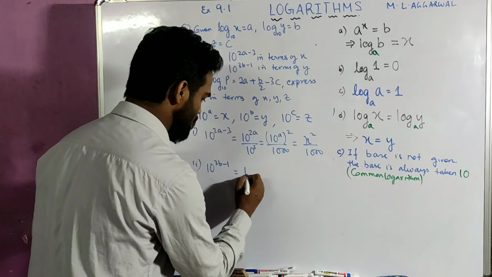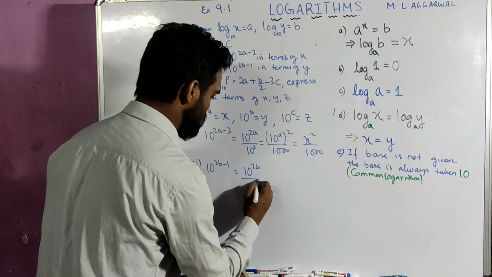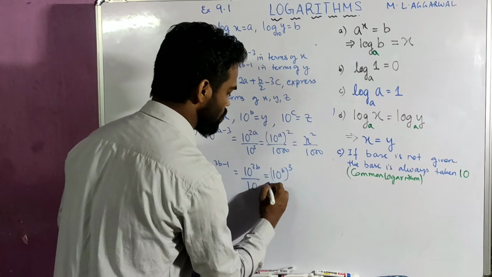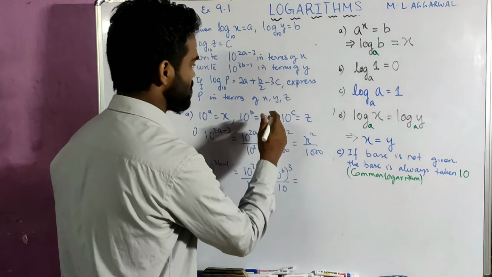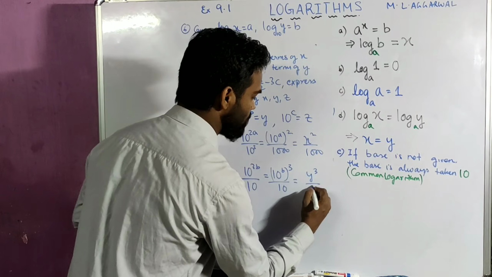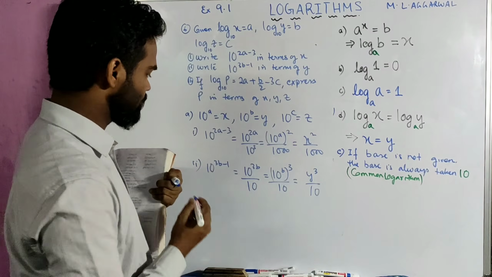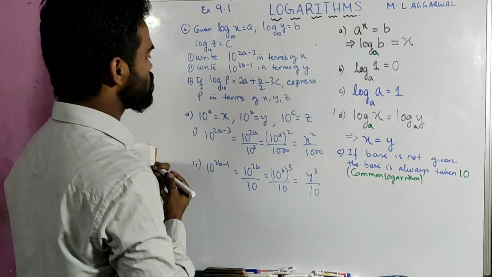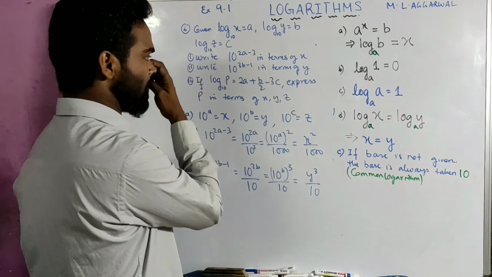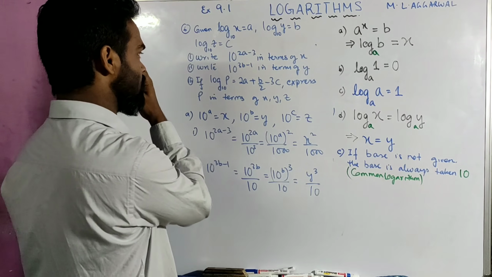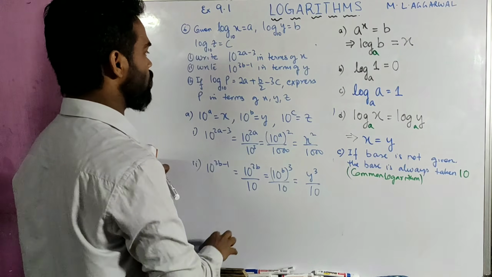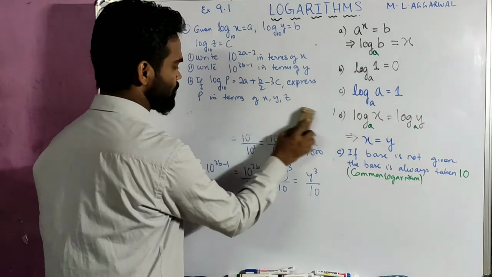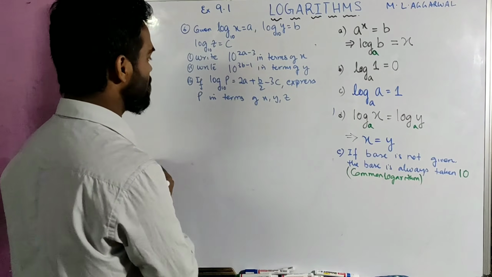Number 2, you see they have asked 10 to the power 3b minus 1 to express in terms of y. So this we can write 10 to the power 3b by 10, which means 10 to the power b whole cube by 10, which is y cube by 10. Isn't it? Now look at the third part. If log p equals 2a plus b by 2 minus 3c, express p in terms of x, y, z. Very easy. You can pause the video to copy this.